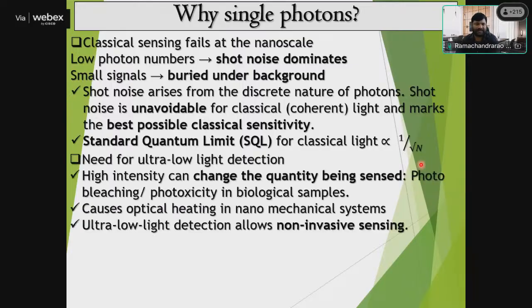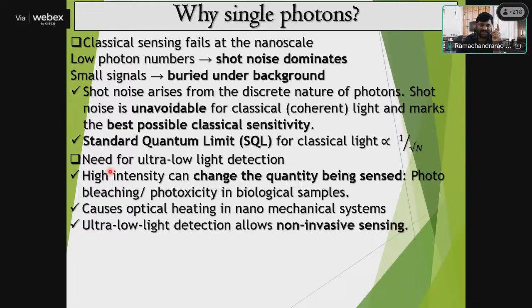So you need ultra low power light detection, which means that your detector should be sufficient to detect one photon. That is one thing. We should be able to generate that one photon, and you should be able to use that one photon for the applications. This is very important. All right.